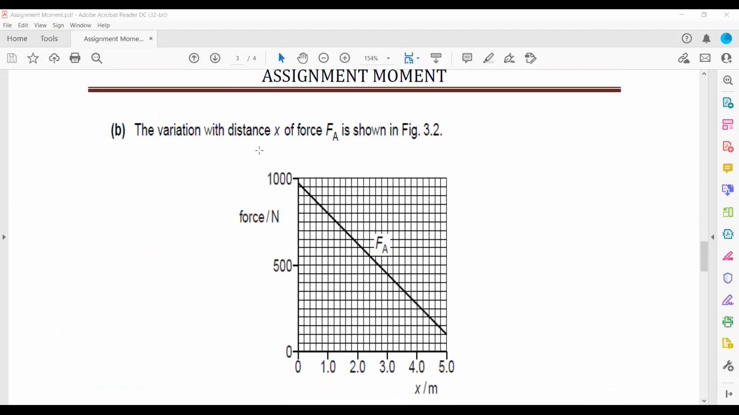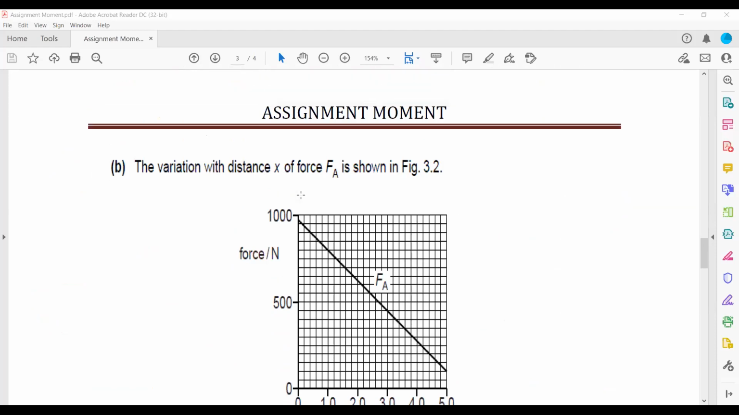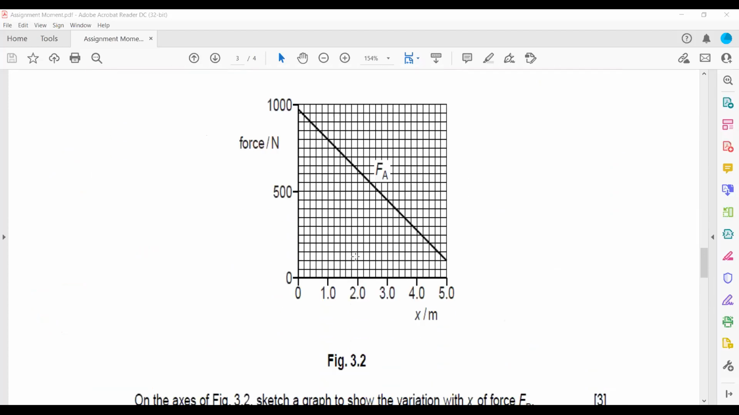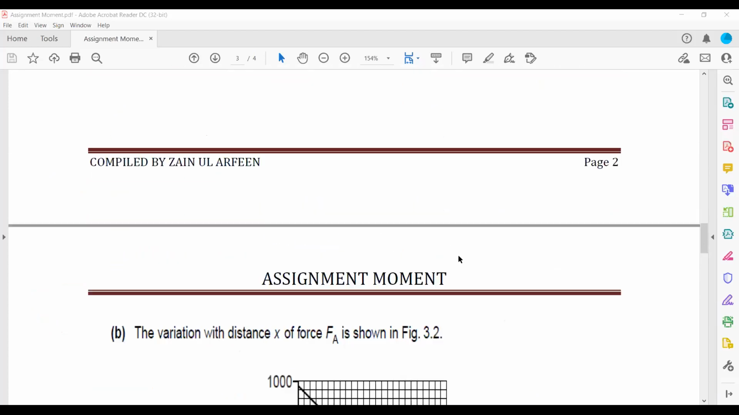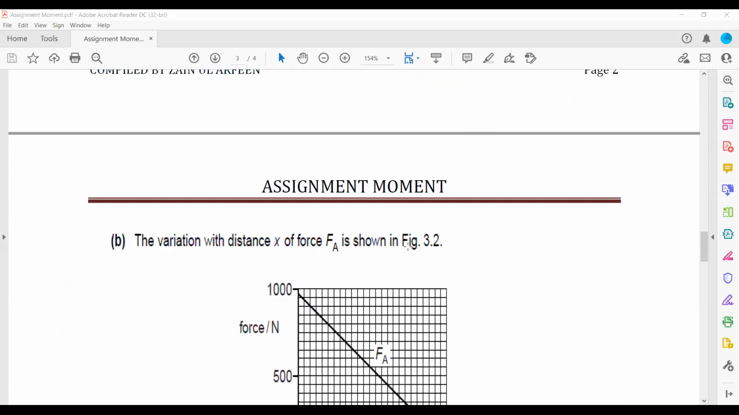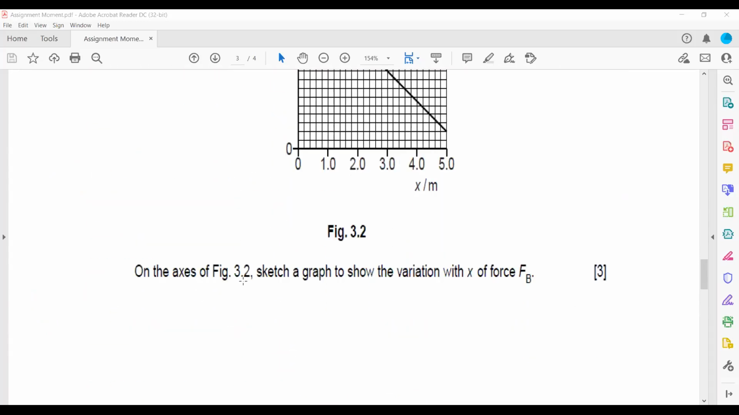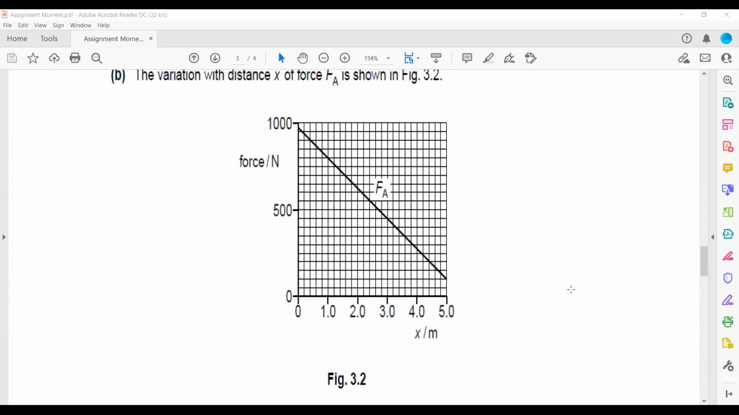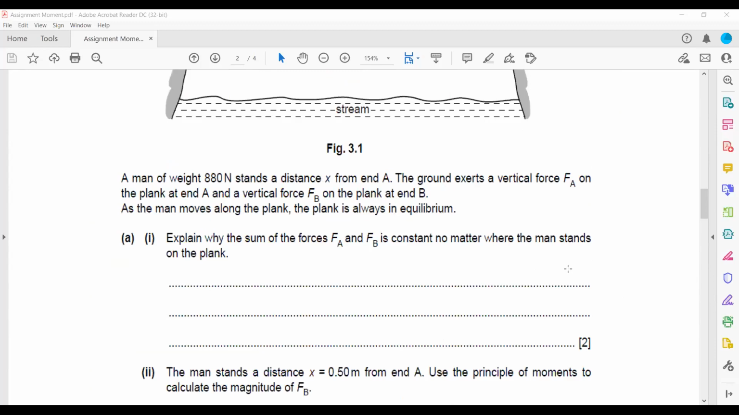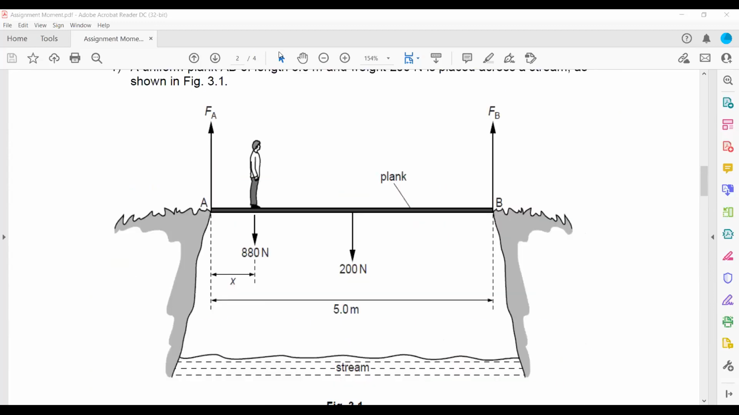They mention the variation with distance x of a force as shown in the figure. So FA is varying with the distance. As you can see, x is basically the distance of the man from the end A. On the axis, sketch a graph to show variation of FB. Because we know that total upward force equals total downward force, the sum of FA plus FB should be equal to 1080 Newton. So we have to complete this graph.